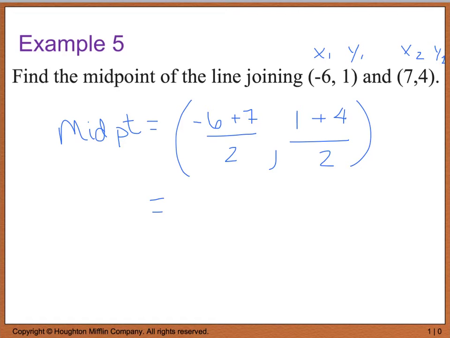So -6 plus 7 is going to give me 1 divided by 2. And 1 plus 4 is 5 divided by 2. So I end up with the midpoint being at the coordinate 1/2 and 5/2.